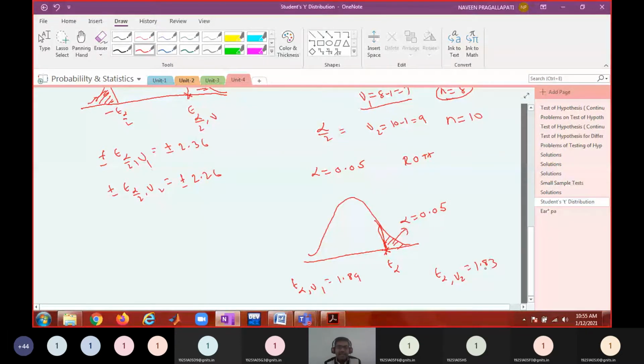In a similar way, for the same alpha, if I am choosing a left one-tail test, then what will be the critical value?